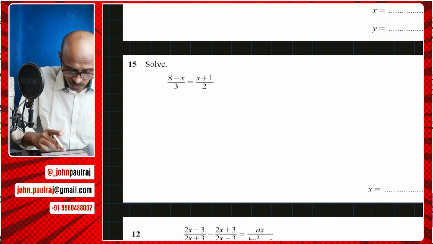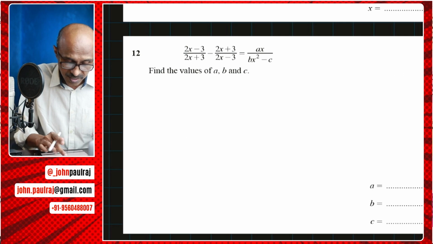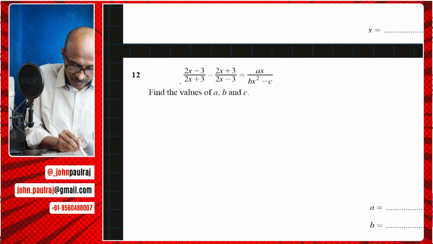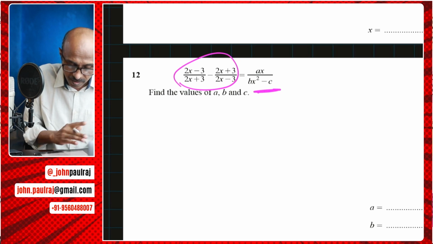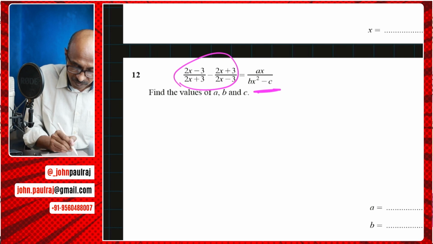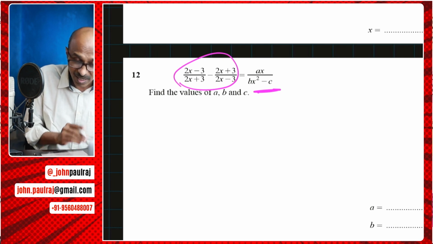Fractional equations also have made their way. Sometimes the fractional equation to solve is not necessarily to find the value of x in this case. Sometimes it is to simplify and maybe write it in a certain form. Like on the right hand side, you've got it as ax over bx square minus c, and you have to identify what the A, B, and C are based on comparing both sides.